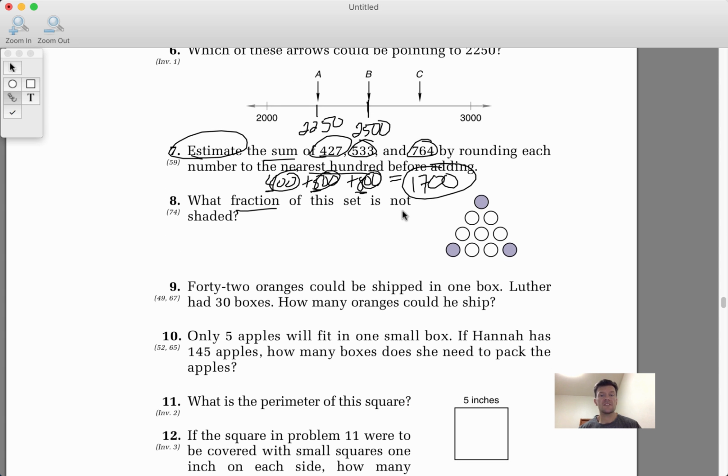What fraction of this set is not shaded? So not shaded would be all of these here that don't have the circles shaded in. You're first going to have to find out how many total are there. So 1, 2, 3, 4, 5, 6, 7, 8, 9, 10. So this is all out of 10. And 3 of them are shaded, so 7 are not. Always reduce this fraction if you can. In this case you can't, but you always want to reduce it if you can.